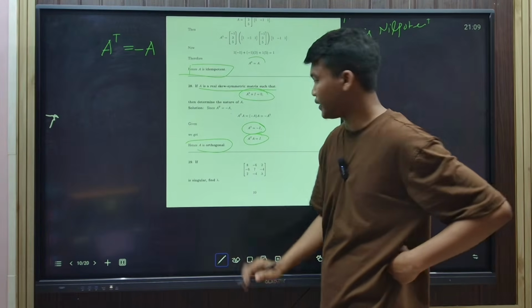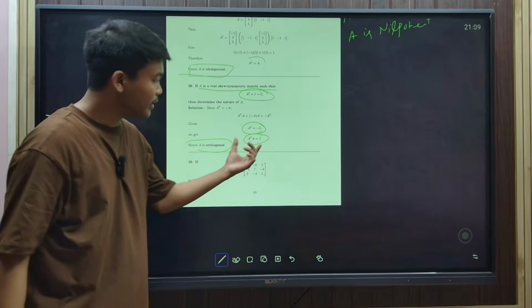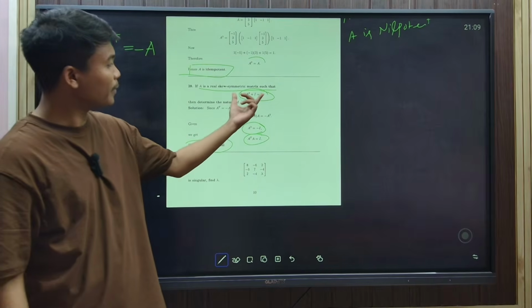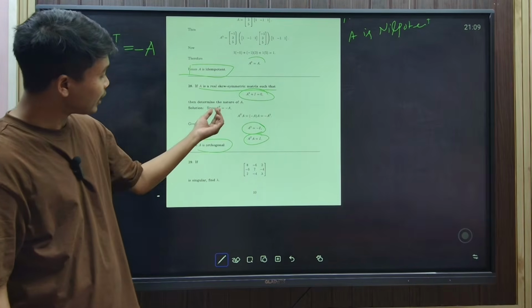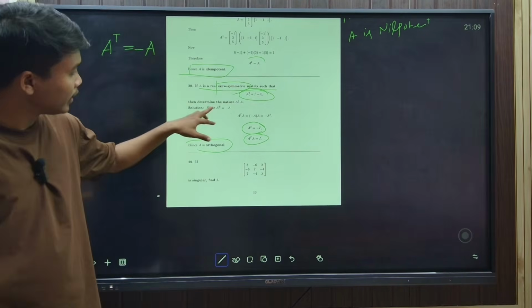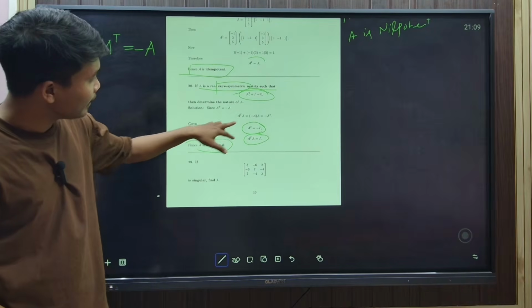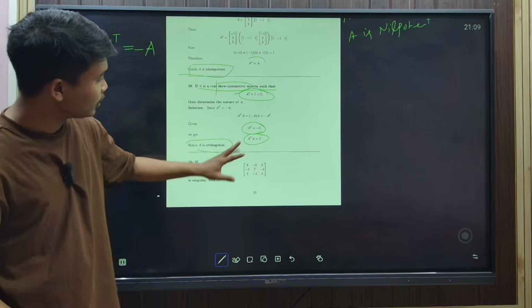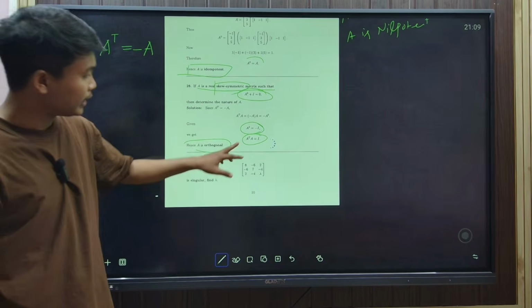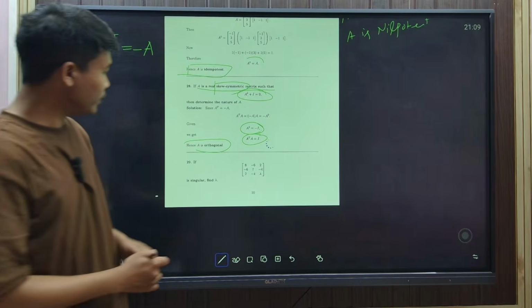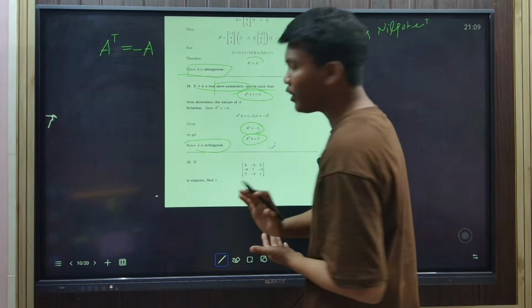be an orthogonal matrix. If A transpose A equal to I, then it is called orthogonal, right? So what did I do? A square equal to minus of I is given, and A transpose equal to minus of A because the matrix is given to be a skew symmetric matrix. Now A transpose equal to minus A, so I replaced A transpose with minus A, then minus A times A will be minus A square. Now the value of A square is given as minus I, which means A transpose A has to be equal to I. That means it has to be an orthogonal matrix.